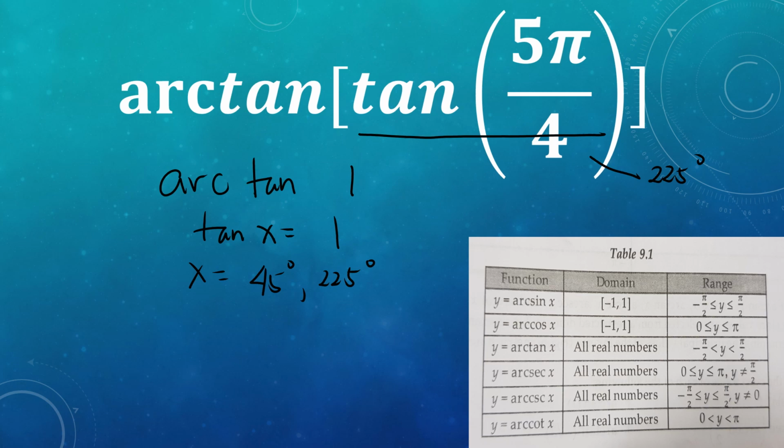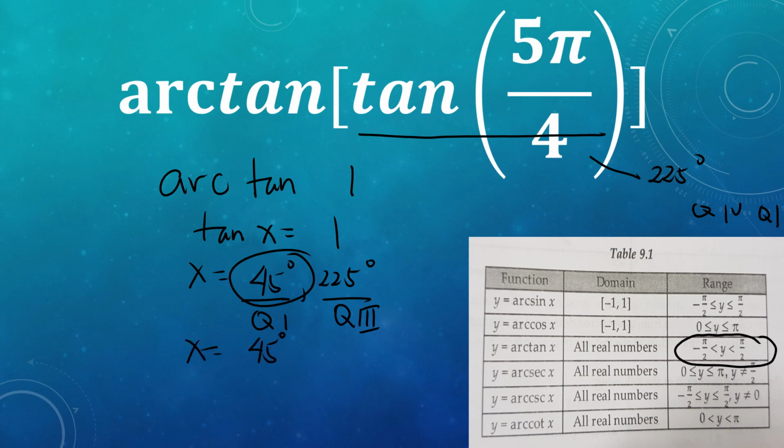If we look at the range for tangent, it is from negative pi over 2 to pi over 2. So it falls in quadrant 4 and quadrant 1. 45 degrees falls in quadrant 1, while 225 degrees falls in quadrant 3. Therefore, the answer is 45 degrees because 225 degrees is not within the range. So x is equal to 45 degrees, and then transform this into radian measure times pi over 180, it will be pi over 4. So, therefore, the answer is equal to pi over 4.